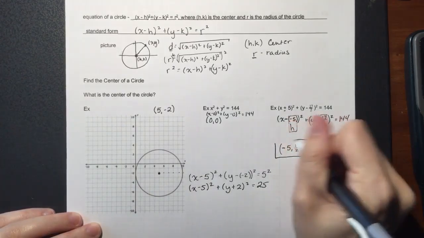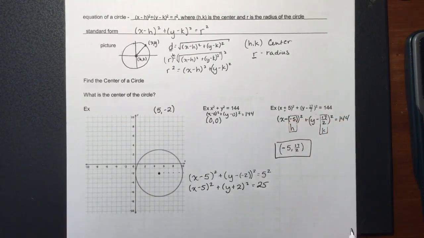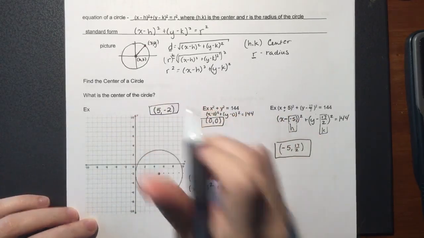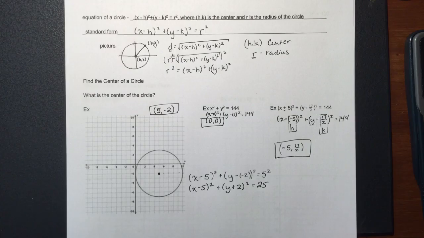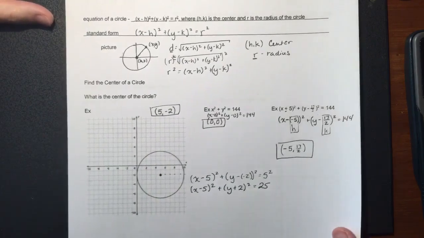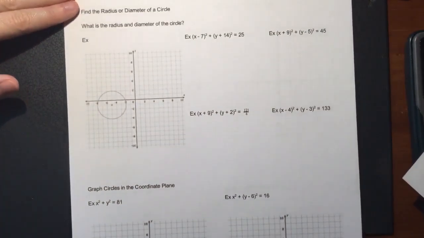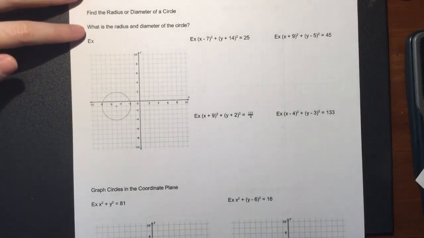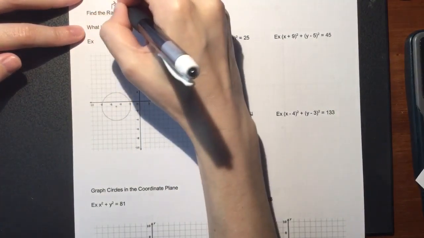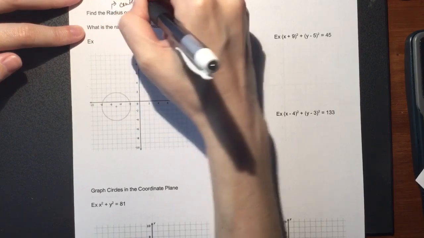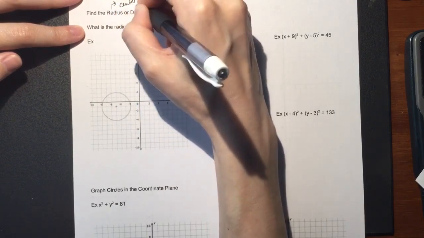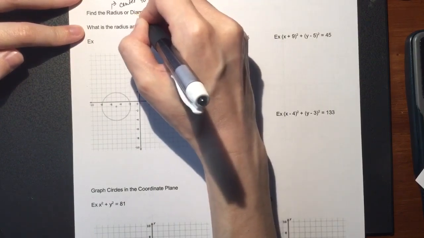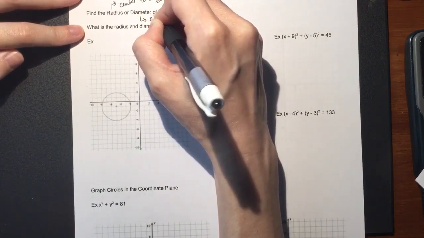Okay, so the center for this circle right here is going to be (-5, 17/2). This one's going to be (0, 0), and that's going to be (5, -2). So that's what you do whenever you're finding the center of a circle. Looking at the next type, they could ask you to find the radius or diameter of a circle. And remember, radius goes from the center of the circle to the edge, and the diameter goes from one side to the other.